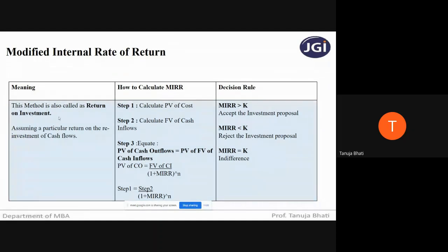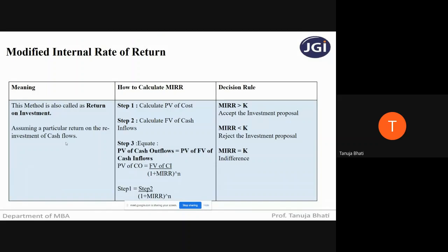Now, this method is also called return on investment. So it works as internal rate of return but with certain modifications. It is nothing but assuming a particular return on the reinvestment of cash flows. So if the cash flows are reinvested, what is going to be the rate of return? It is going to be the modified internal rate of return. MIRR was introduced because they found certain deficiencies in internal rate of return. It is nothing but the return on your investment.